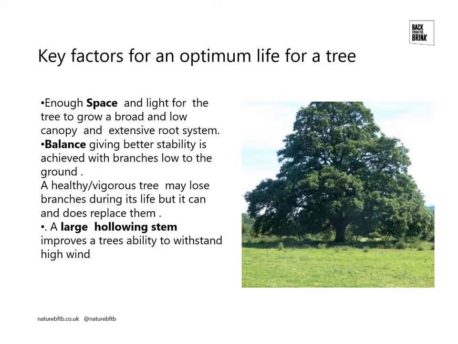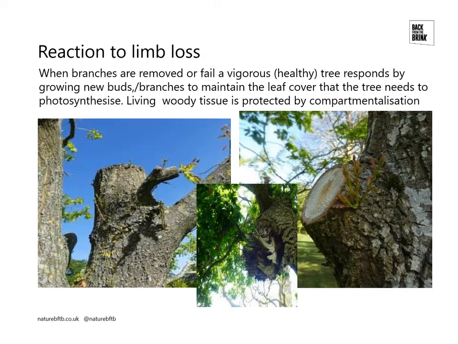And a healthy, vigorous tree, although it may lose its branch from time to time, can and will regrow new branches. And as the tree gets much older, the stem gradually hollows out, and this again improves the stability against high winds. And this was well illustrated during the 1987 storms, when many ancient trees were left standing while tall plantation trees fell over.